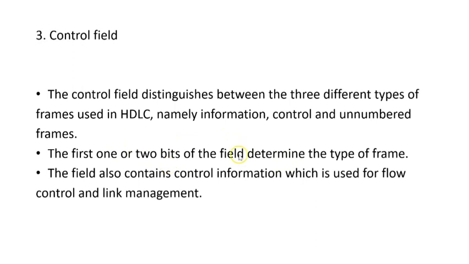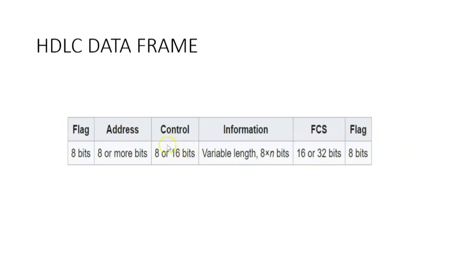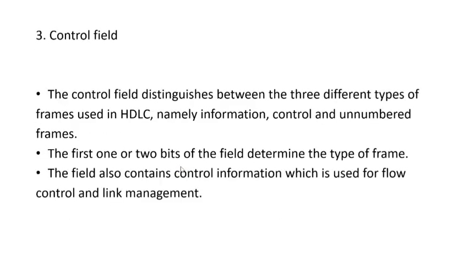Now, the first 1 or 2 bits of the control field determine the type of frame. Let us go back to the data frame structure. See here, there is a control field, right? In this control field, the first 2 bits indicate what type of frame this is, whether it is an information frame, a supervisory frame, or an unnumbered frame. If you look into this control field, you can understand. Okay, I hope you understood it.